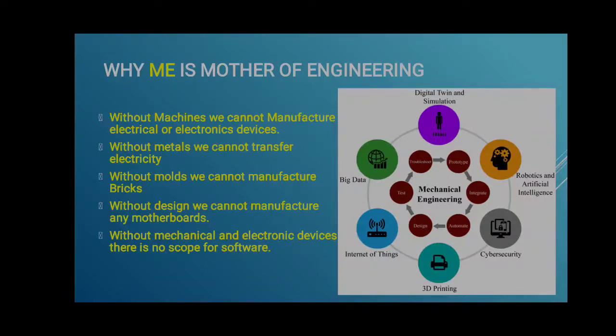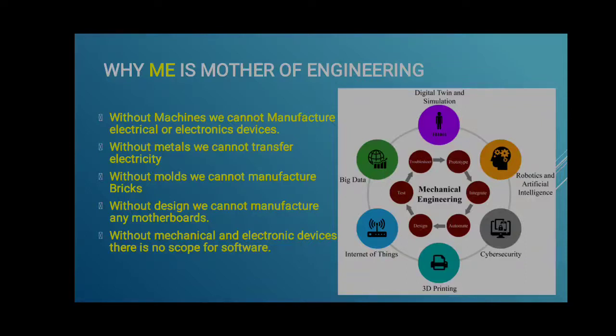So without mechanical and electronic devices, there is no scope for software. If there is no physical element present, the software is not going to do anything. There should be some physical element present that reads the software and converts the software program into some useful views or useful process. So there is no scope otherwise.